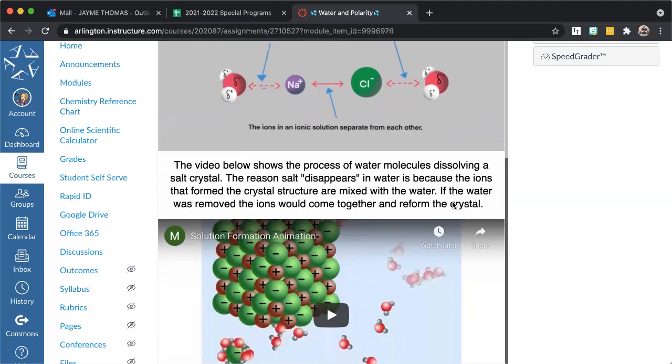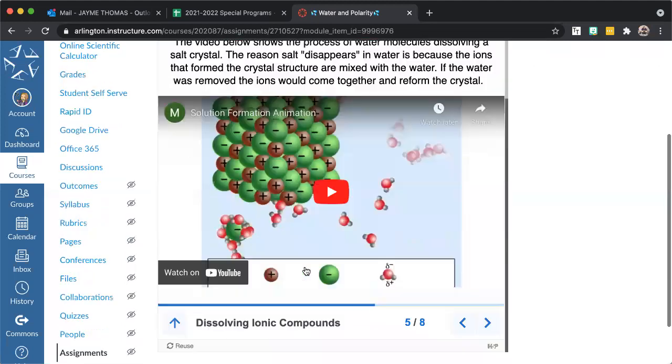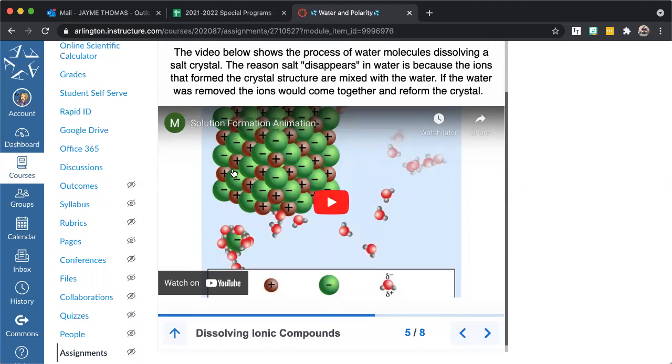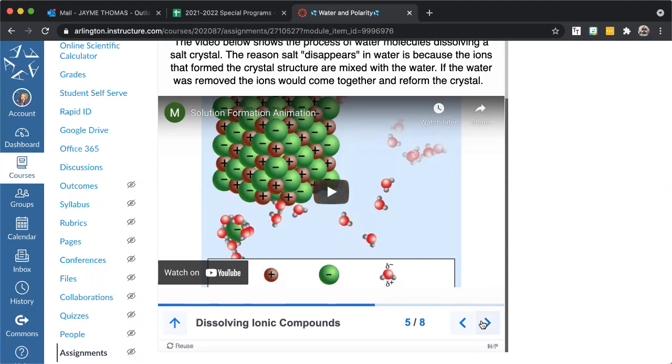There's a little video below that shows an animation of a cube or a chunk of salt, and I'm dissolving it in water. When you watch it, you're going to see that the water molecules are going to pull the positive and negative ions apart, and they're going to surround them, like this one you can see that's starting right here. So that's what happens when you dissolve something that is ionic: it has positive and negative ions that split apart, and they're surrounded by those water molecules.